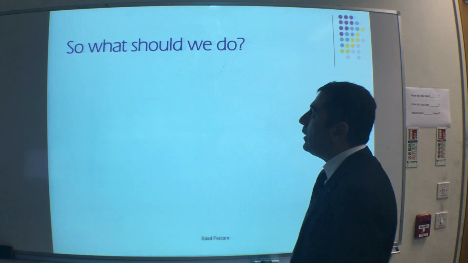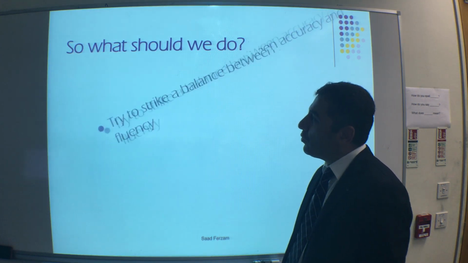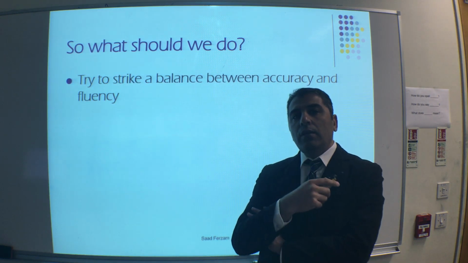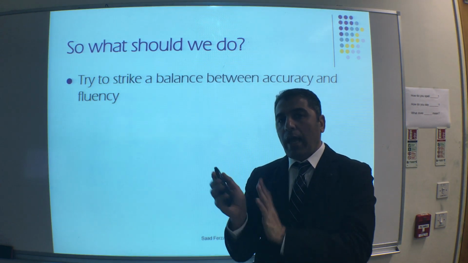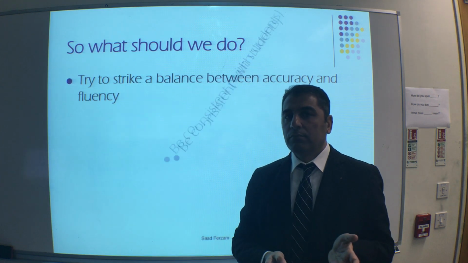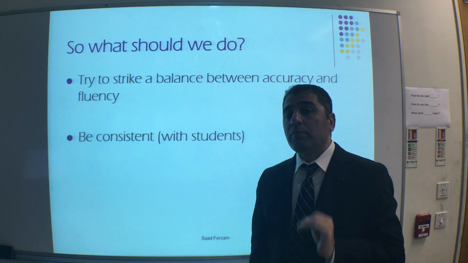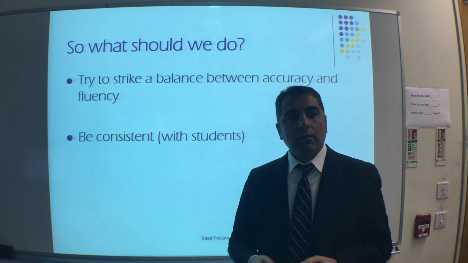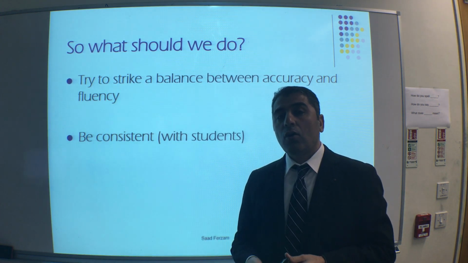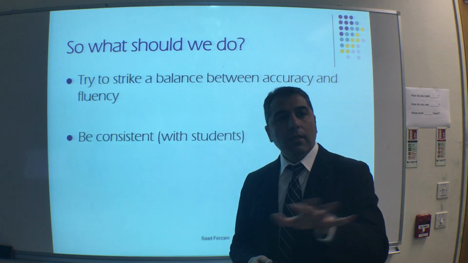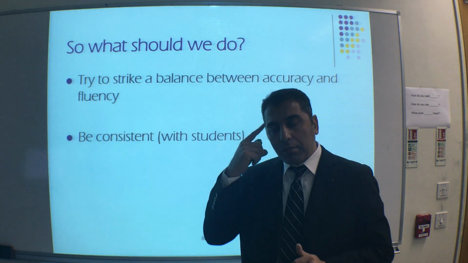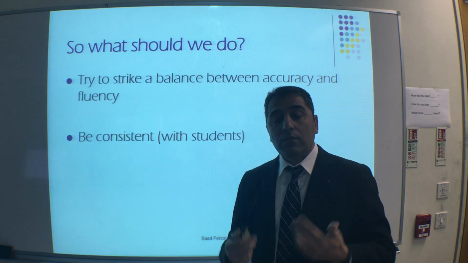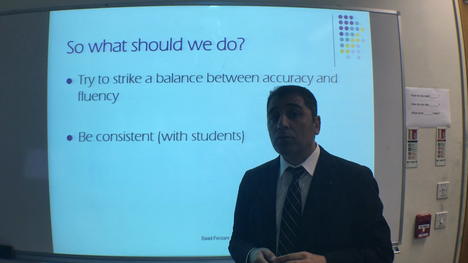So, what do we learn from this? And what should we do? One thing that we should do is we need to strike a balance between being accurate and being fluent. Also, we need to be consistent among all the students. So if I have 10 or 20 or 30 students and I only correct one or two, and I don't care about the others because I think the others don't want to be corrected, that's a mistake because that's what I think. It may or may not be true.